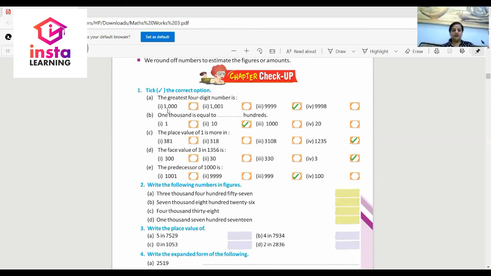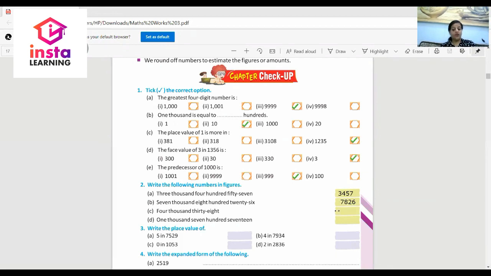3457. We will write it in numbers. So let's start. Here we will write 3 first of all, because it is at thousands place, then 4 at hundreds place, and 5 at tens place, and 7 at ones place. So this is the answer, 3457. Next is 7826.